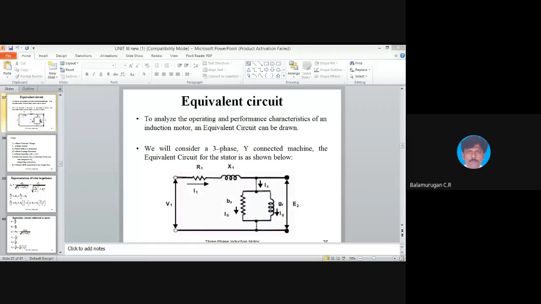So you take down all these formulas. After completing this topic, we are going to solve two problems. Those problems may appear in the 10-mark or 16-mark questions. So you take the final equivalent circuit.